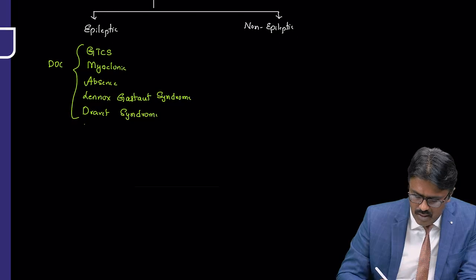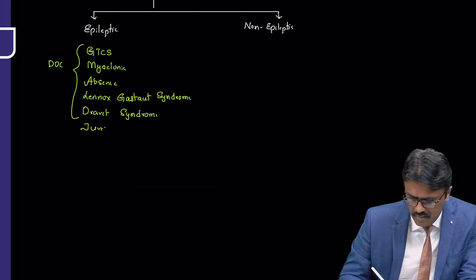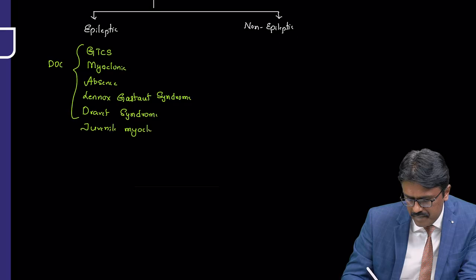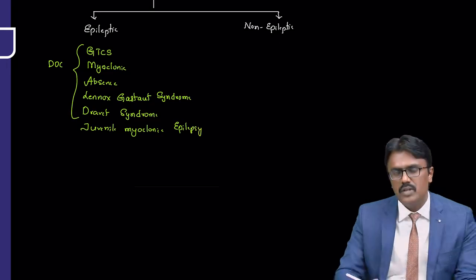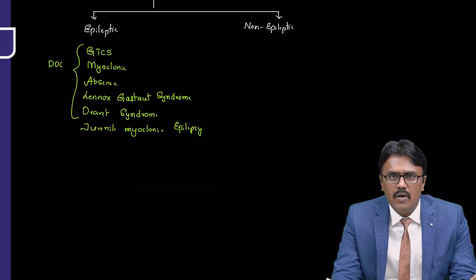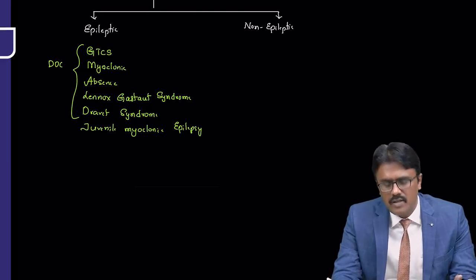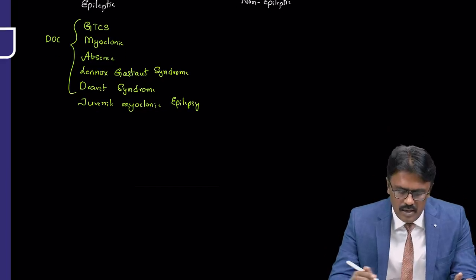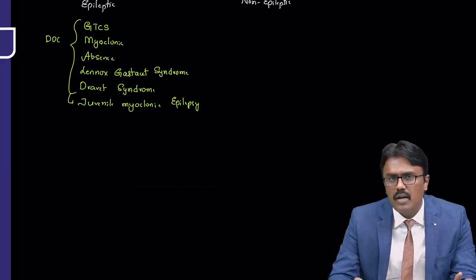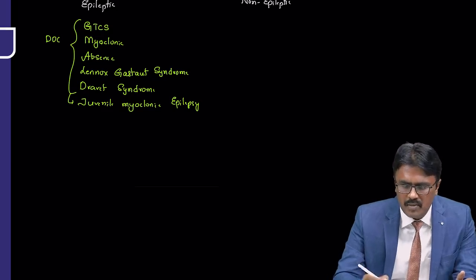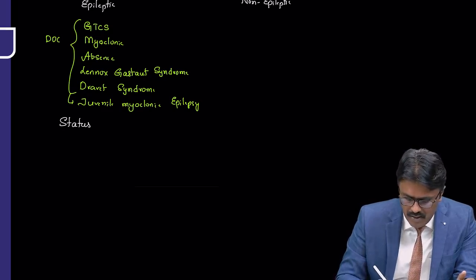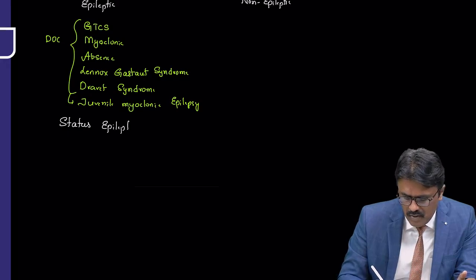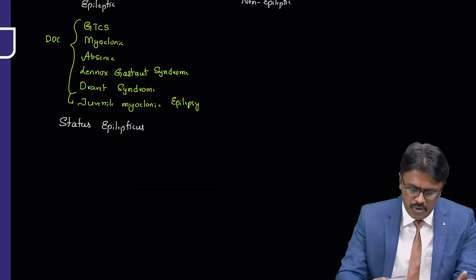Valproate is also used in one more condition, that is juvenile myoclonic epilepsy. So it is used as drug of choice for GTCS, myoclonic, absence seizure. Then it is used in Dravet syndrome, Lennox-Gastaut, and also drug of choice for juvenile myoclonic epilepsy. You may ask a question, do we use it in status epilepticus? Yes, it is also used in status epilepticus. We give that IV, but not a drug of choice.